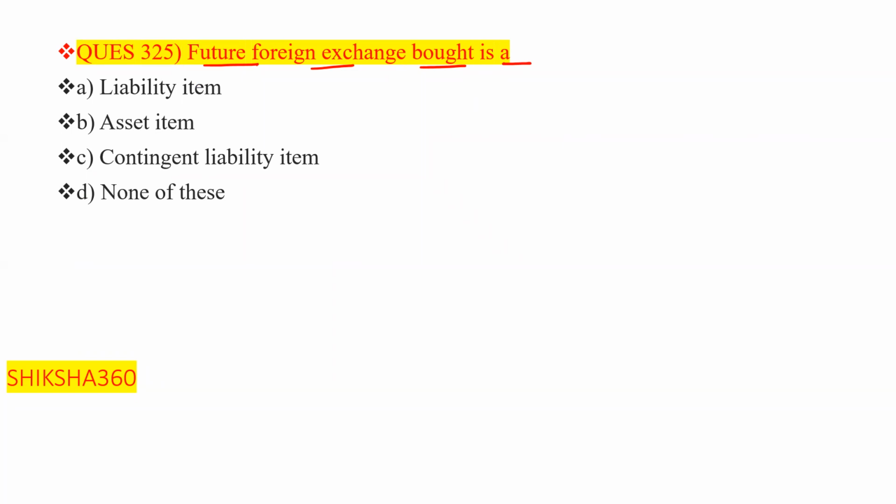liability item, asset item, contingent liability item, or none of these. So please tell fast what is the correct answer of this question. Future foreign exchange bought is a... basically tell fast what it is.